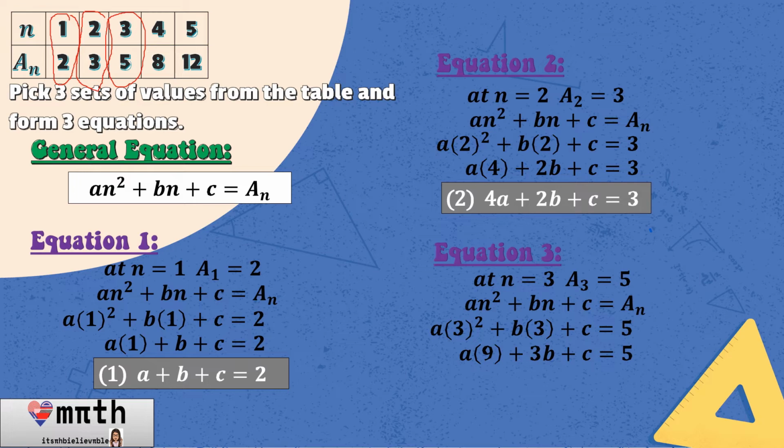Now, we can simplify a times 9. It will become 9 times a, and the rest of the terms will be copied. So the final equation or the equation number 3 will be 9 times a or 9a plus 3b plus c equal to 5.